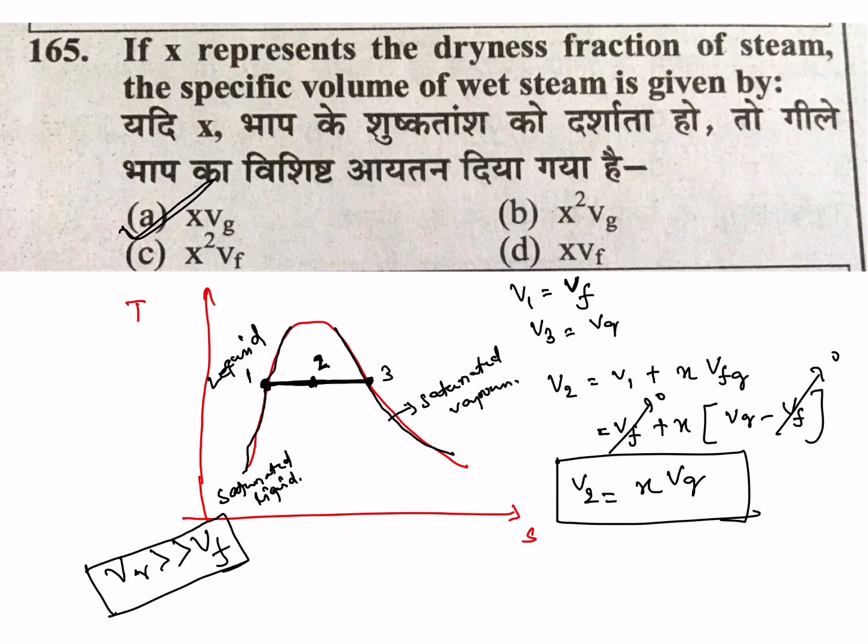If you want to guess also, x square is not possible. This one also, x square Vf, also not possible. Either x into Vg or x into Vf. And Vf value is very small. Specific volume of fluid is very much less than specific volume of vapor. So A is your correct answer. No need to calculate also.